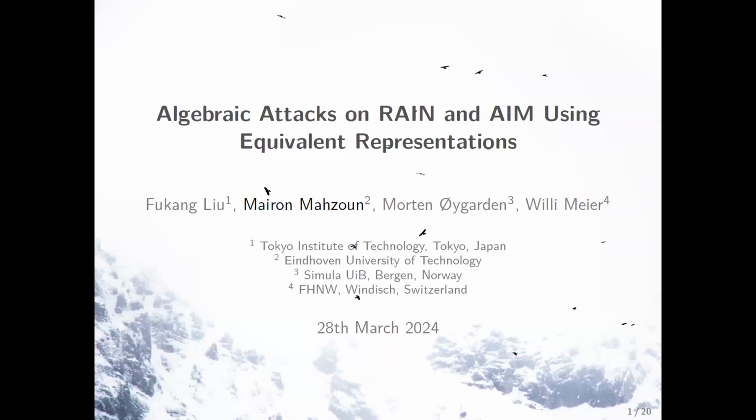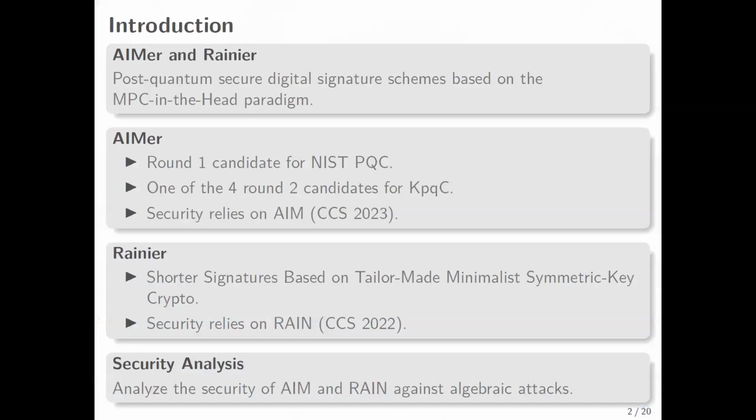So the first step in launching algebraic attacks against cryptographic primitives is to model it as a polynomial system. However, there exist many ways to model a primitive as a polynomial system, and not all of the modelings have the same solving complexity. So in this talk, I'm going to present some efficient and equivalent representations of two primitives, Rain and AIM, so that solving them has less complexity than the desired security level.